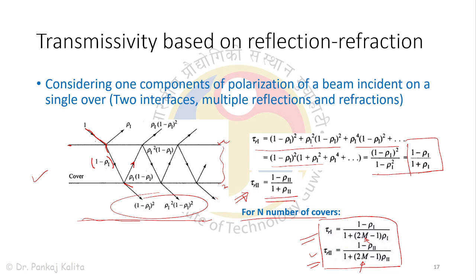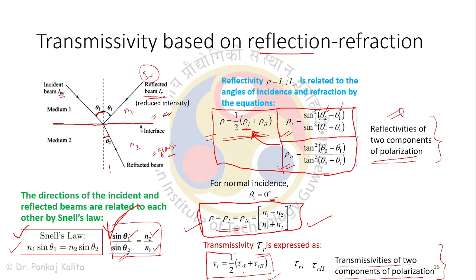So you get this equation for a single cover, the tau r1 and tau r2 values, and for m number of covers, where m is the number of covers, you get these two formulas. This you need to remember. Based on these two formulas you can calculate this tau r.